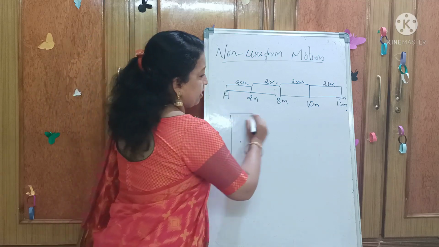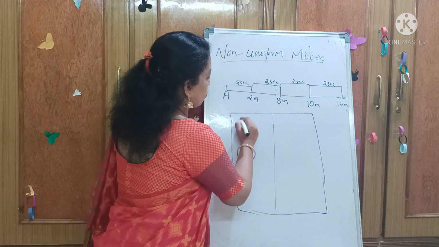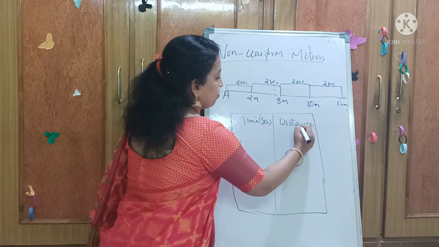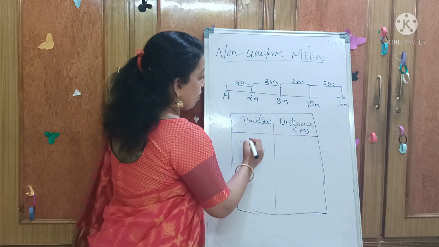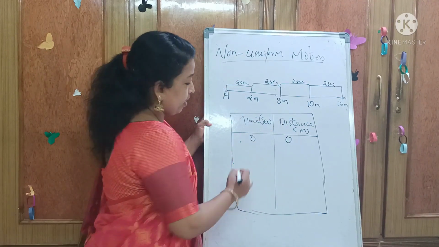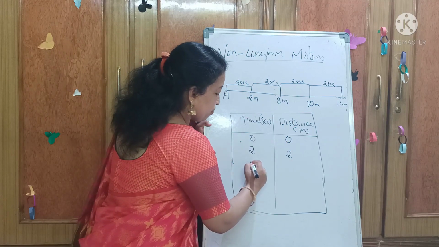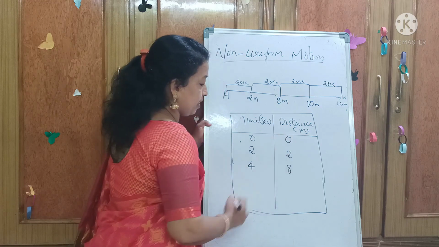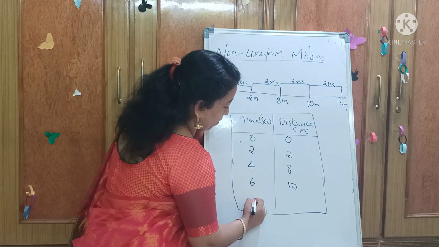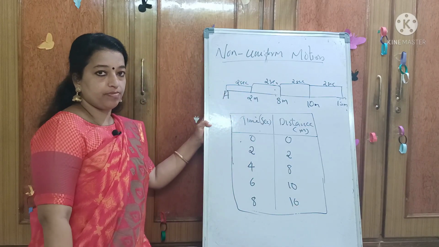Like before, here also I am drawing the table. Here is the time in seconds and the distance in meter. At 0 second, the car covers 0 meter only. Next 2 seconds, it covers 2 meter. Next 2 seconds, it covers 8 meter. Next 6 seconds, 10 meter, and finally in 8 seconds, it covers up to 16 meter.